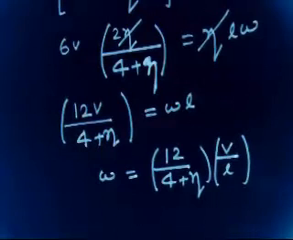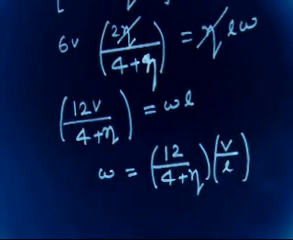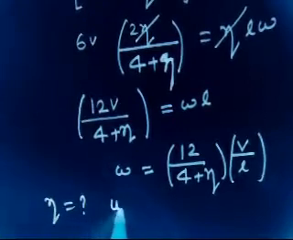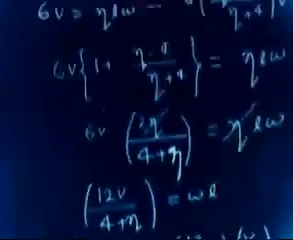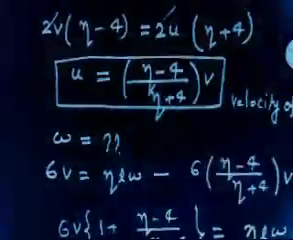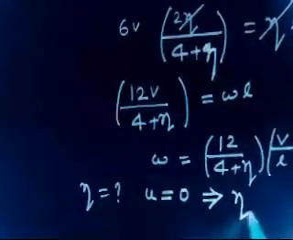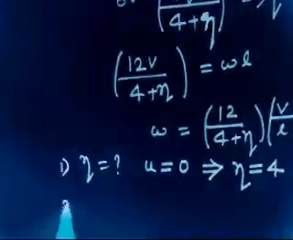Now the question says, at what value of eta will the velocity of the ball after the collision be equal to 0? So what will be the value of eta for which the velocity of the ball, that is u, after collision is 0? The velocity u equals (eta minus 4) divided by (eta plus 4) into v, so this will be 0 only if eta is equal to 4. So one part of the question says u will be 0 only if eta equals 4.